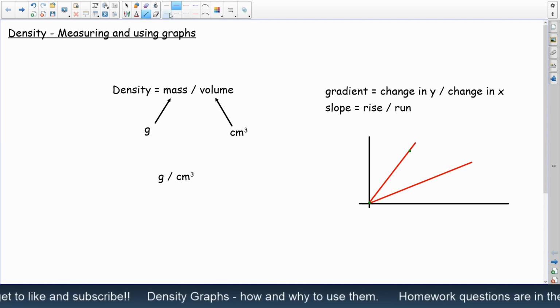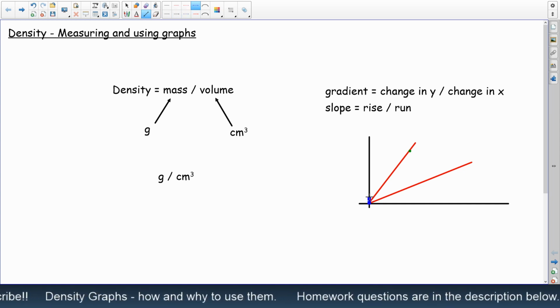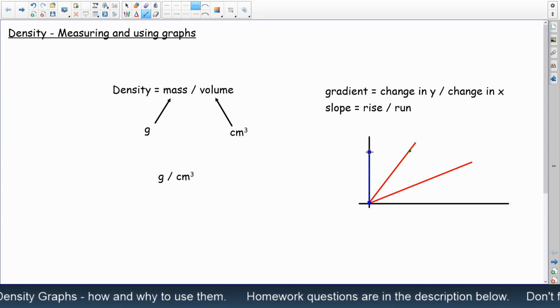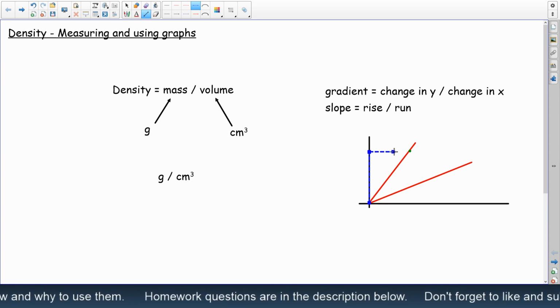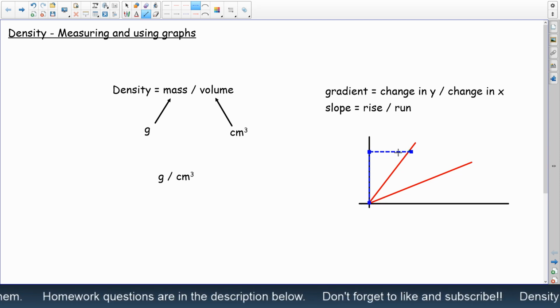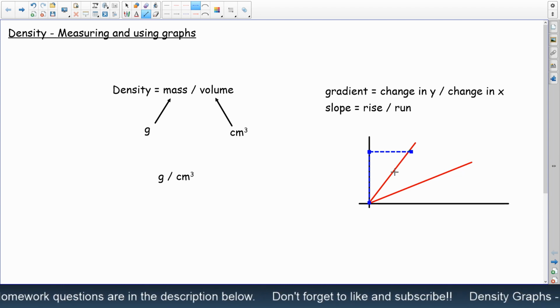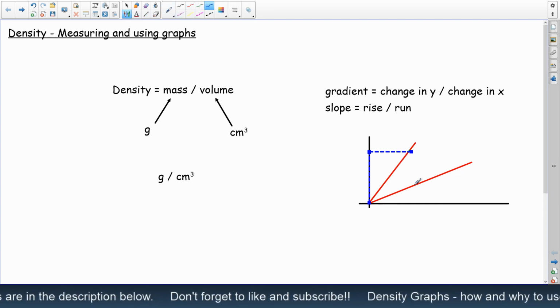And what I have to do is find the change in y. So what is the change in the y-axis going from that point up to this point, and what is the change in x required to get across? So what are my y increase and my x increase or decrease to get from that point to that point? And then on the other graph, let's do that in blue.